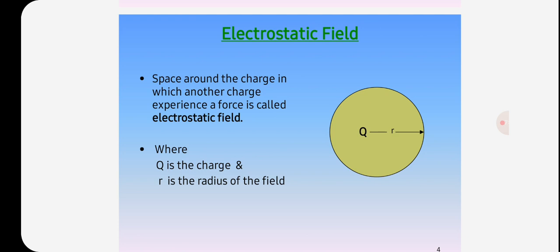The space around a charged body is always under stress and experiences a force on another charge when placed near to it. Space around the charge in which another charge experiences a force is called electrostatic field, where Q is the charge. Observe the diagram. In this diagram, Q is the charge and R is the radius of the field.